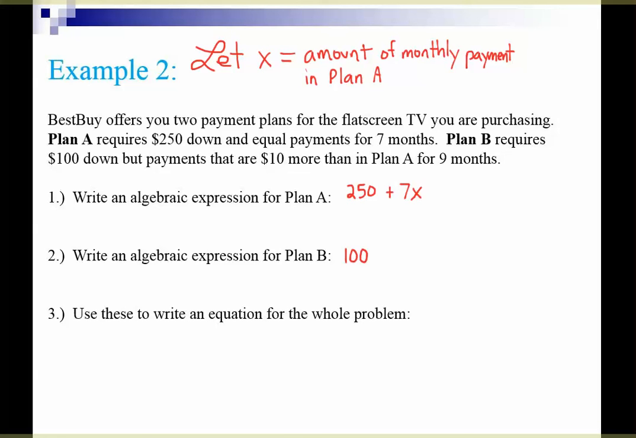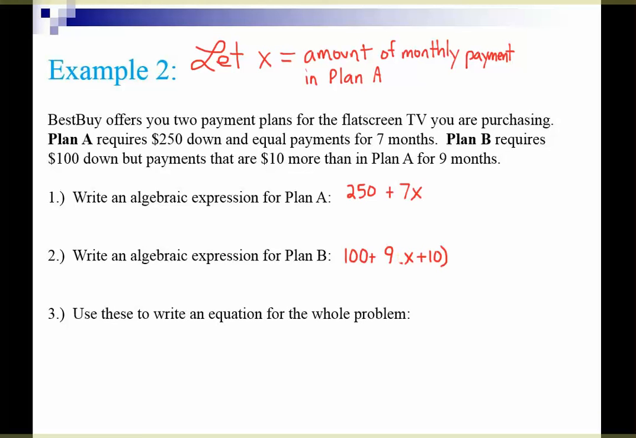So I can definitely tell that 9 is my multiplier, but what is 9 multiplying? Well, whatever it's multiplying is going to be $10 more than in Plan A. And remember, Plan A is X. So we're going to take whatever we paid in Plan A per month, and we're going to add $10 to it. And notice I'm putting that in parentheses. Why am I putting that in parentheses? Well, I'm going to have to multiply that by 9. If I don't have the parentheses there, it's going to change the meaning.